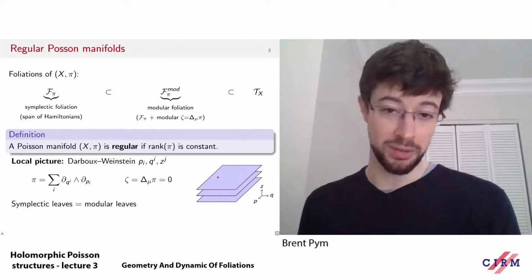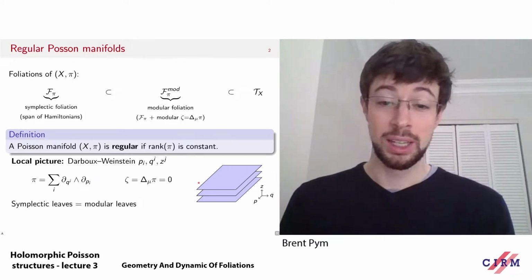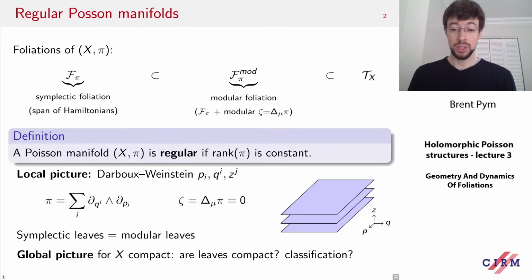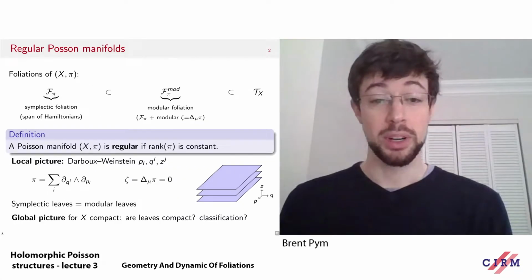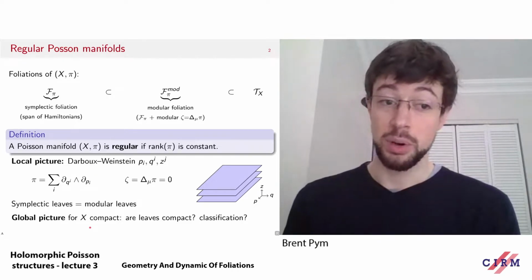Okay, so the local picture of a regular Poisson manifold is very simple. They all look the same locally. The only invariant is the rank of the Poisson tensor, which tells you how many p's and q's there are. So today I want to focus more on the global aspects. So by that I mean, let's consider the case where this manifold X is actually compact. And then there are various questions one could ask.